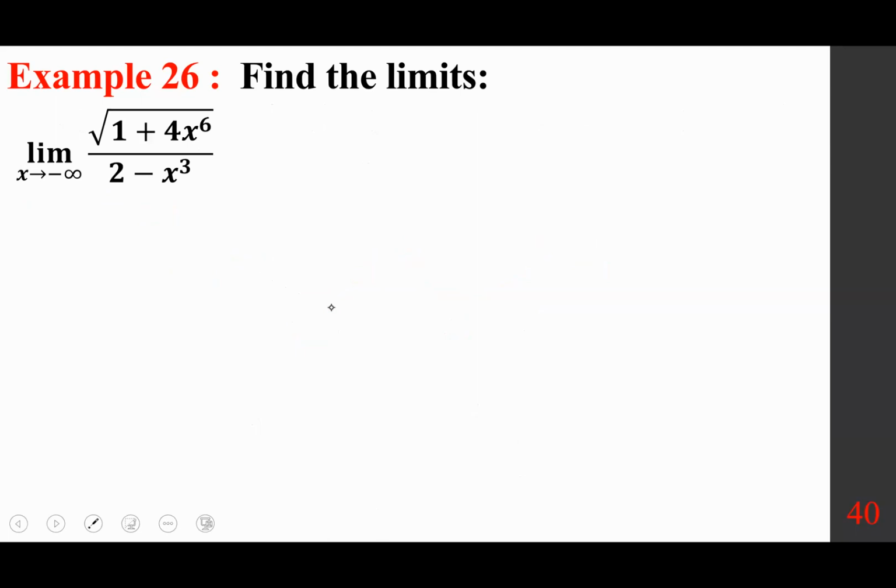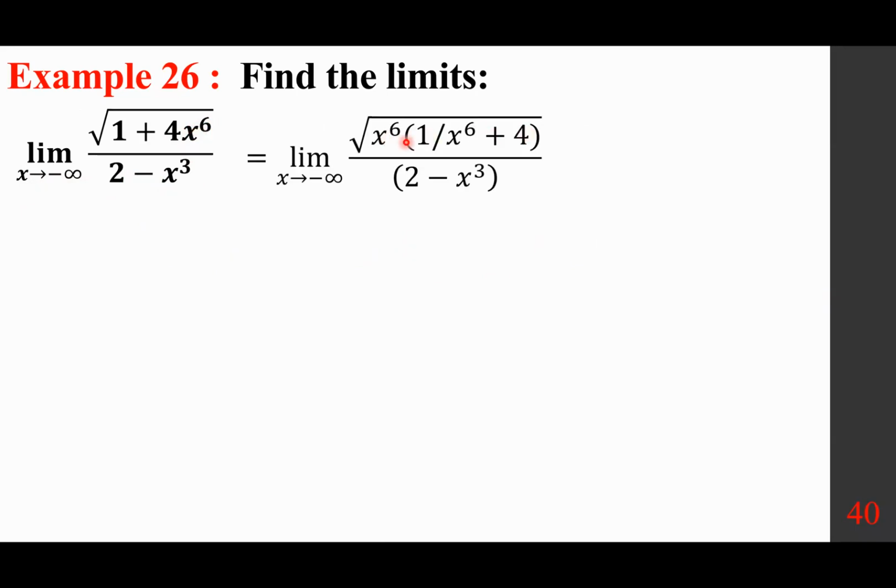Find the limit of the square root of 1 plus 4x to the power of 6, over 2 minus x cubed, as x approaches negative infinity. The technique involved is interesting here. In the denominator, you have x cubed. The square root of x to the power of 6 is somehow x cubed, though of course you have to pay attention to the sign. I'm going to discuss that. So I can take x to the power of 6 out and keep it inside. If I factor x to the power of 6 out, this becomes 1 over x to the power of 6, and this becomes 4.